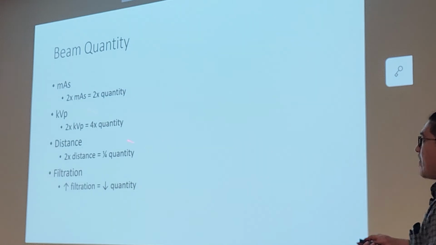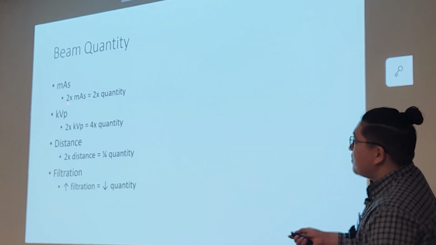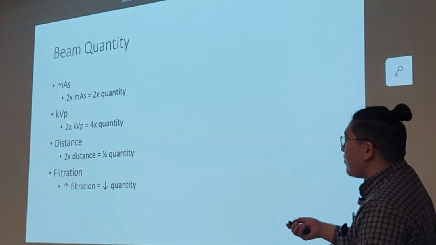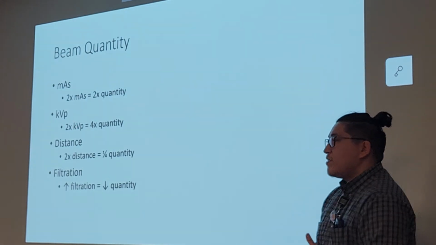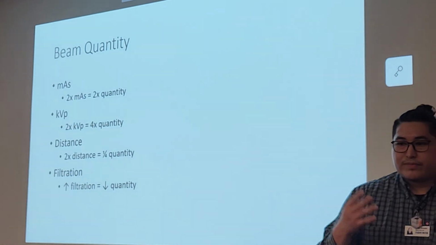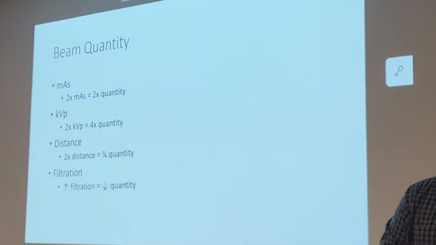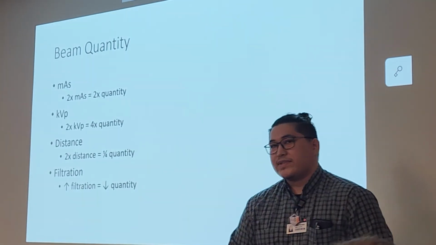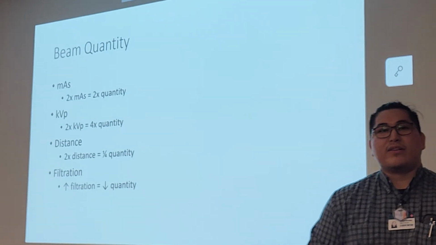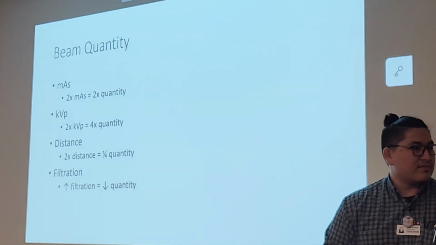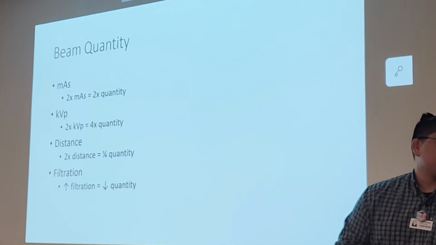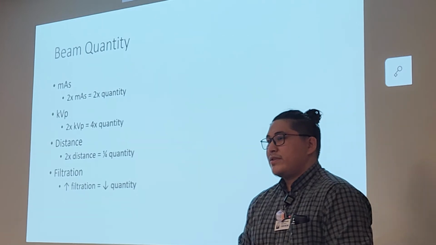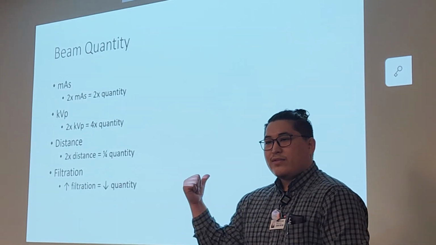So with mAs, if it increases two times, the quantity increases two times, so it's directly proportional. With kVp, if we increase kVp two times, we'll increase the quantity by four, the square of the change. So not directly proportional. kVp changes by a factor of 2, quantity changes by a factor of 4.